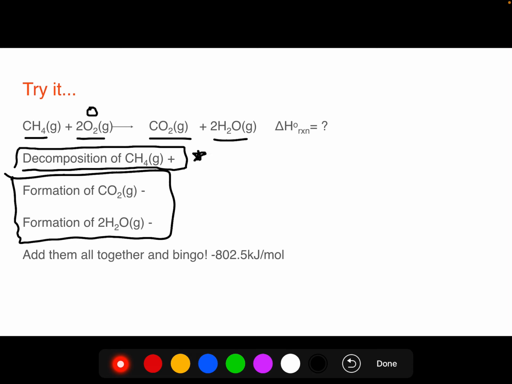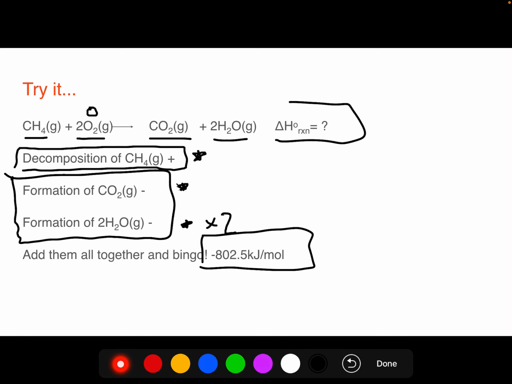So whatever you look up in the back of the book for methane, reverse it. Whatever you look up for the formation of carbon dioxide and water, keep it the same. And also remember that those values are for 1 mole of that substance. So with water, you'd also have to multiply it by 2. Then add them all together, and you will get this value. So, double check yourself, make sure you're doing it right. But that would be the delta H of the reaction.